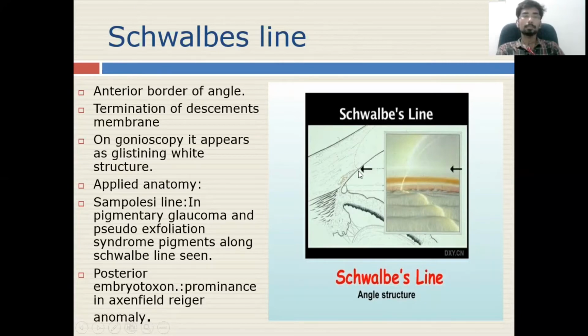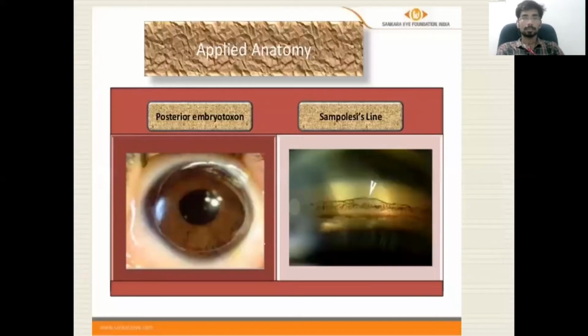Its importance is that in pigmentary glaucoma and pseudoexfoliation syndrome, pigments will deposit along Schwalbe's line. This is called Sampaolesi line. Posterior embryotoxon is prominence of Schwalbe's line in Axenfeld-Rieger anomaly. So this is Sampaolesi line, Schwalbe's line pigmentation in pigmentary glaucoma, and prominence of Schwalbe's line is called posterior embryotoxon.